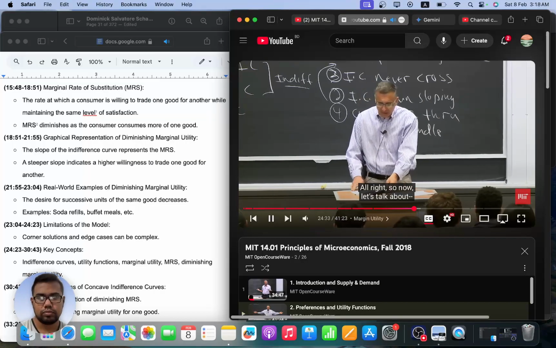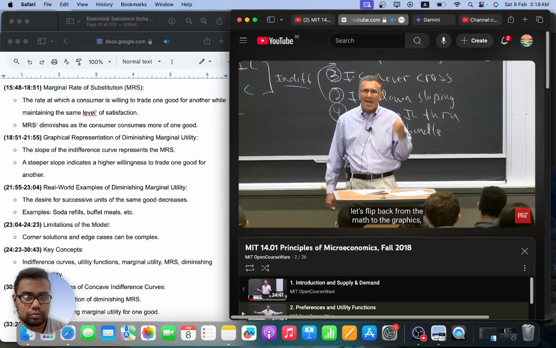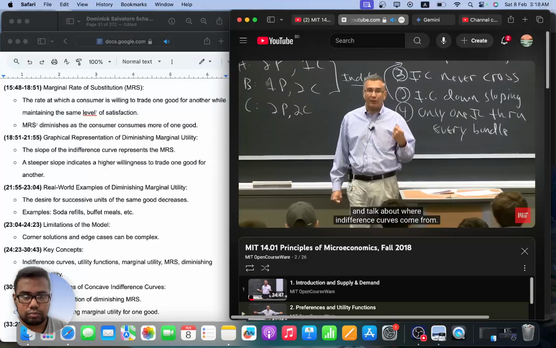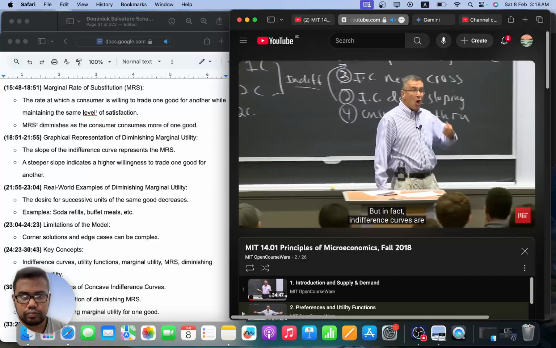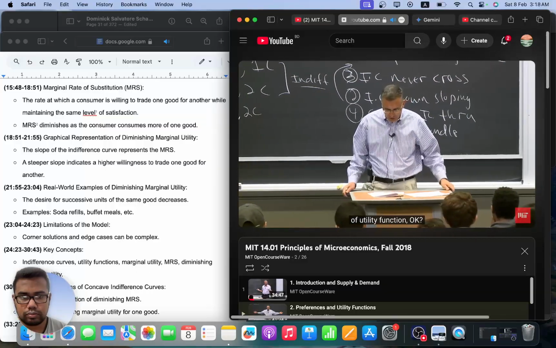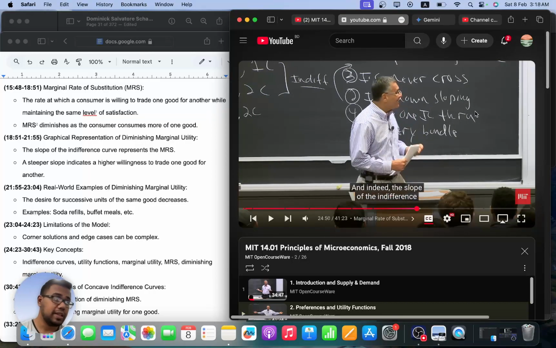So now, let's flip back from the math to the graphics and talk about where indifference curves come from. I just drew them out. But in fact, indifference curves are the graphical representation of what comes out of the utility function. Indeed, that is a key piece of information: utility functions and indifference curves are basically the graphical form that comes out when you draw out the mathematical function.